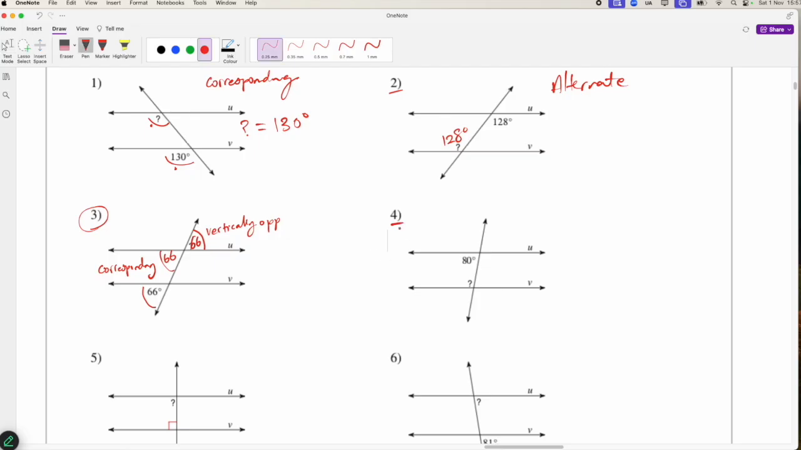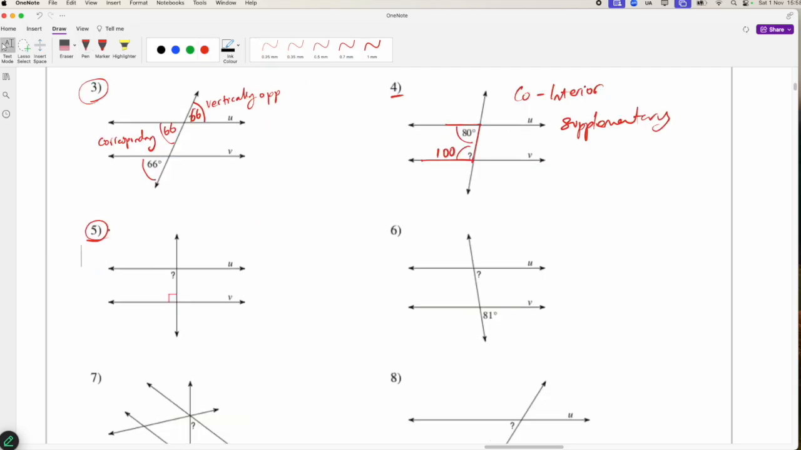What about number 4? Yes, they are interior, meaning inside. And it's really co-interior that they are called. Co-interior angles add up to 180. Yes, they are supplementary. And therefore this angle is 100 if that one is 80.